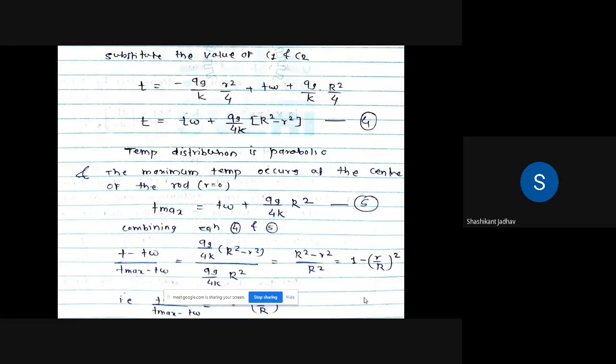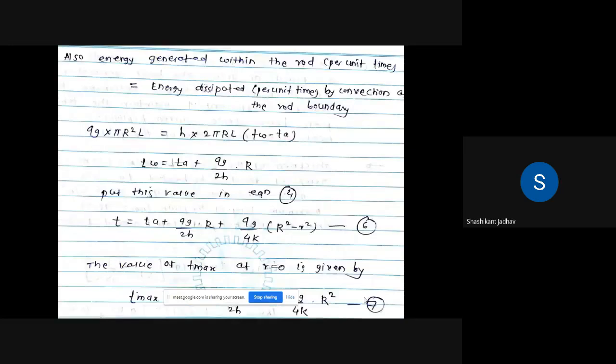If we know the value of T max, then how do we calculate the value of H? What is the related formula for that? This is the formula: TW is equal to TA, because TW is known to us and TA is known to us, then Qg by 2H into R.